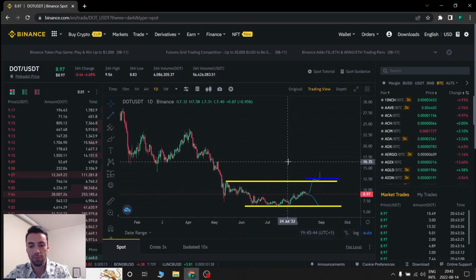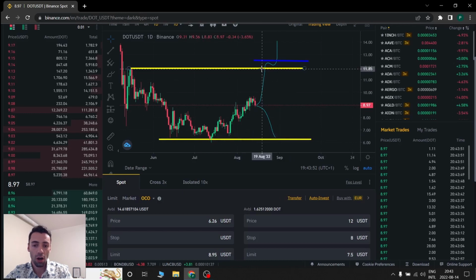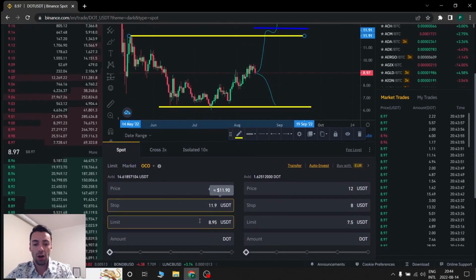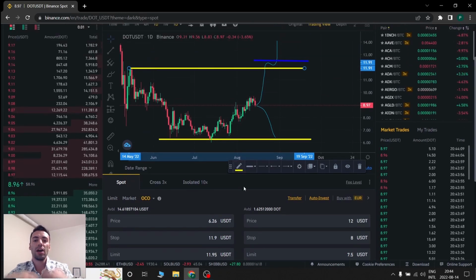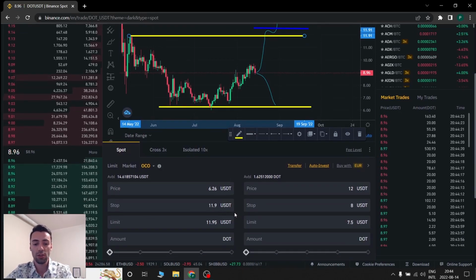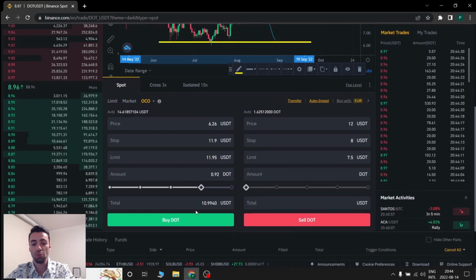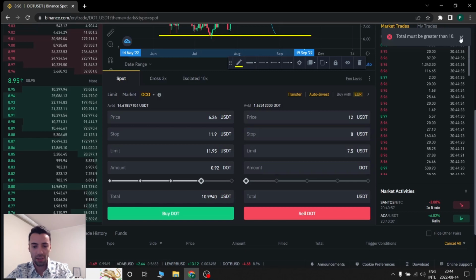Let's make it, I don't know, blue. So here at 6.26 we buy, but if it goes up, for example, if it breaks 11.9, we want to buy at a maximum of, I don't know, $11.95. So in that case, we have both scenarios. We can buy Polkadot if it goes down to the support, or if it breaks the resistance and might go higher. So we can have both scenarios in this OCO, and we want to, for example, buy 75% of our USDT, which must be more than 10 USDT. And let's buy. It must be greater than 10. It is. So let's make it all. Okay, buy.